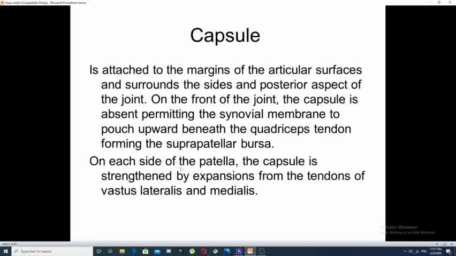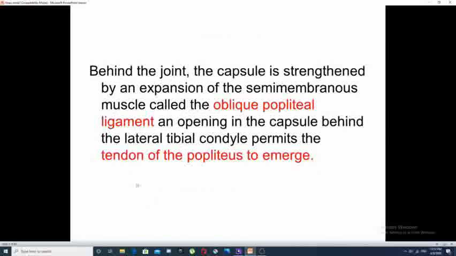On each side of the patella, the capsule is strengthened by expansions from the tendons of the vastus lateralis and medialis muscles. Behind the joint, the capsule is also strengthened by an expansion of the semimembranosus muscle, which is called the oblique popliteal ligament. An opening in the capsule behind the lateral tibial condyle permits the tendon of the popliteus muscle to emerge.